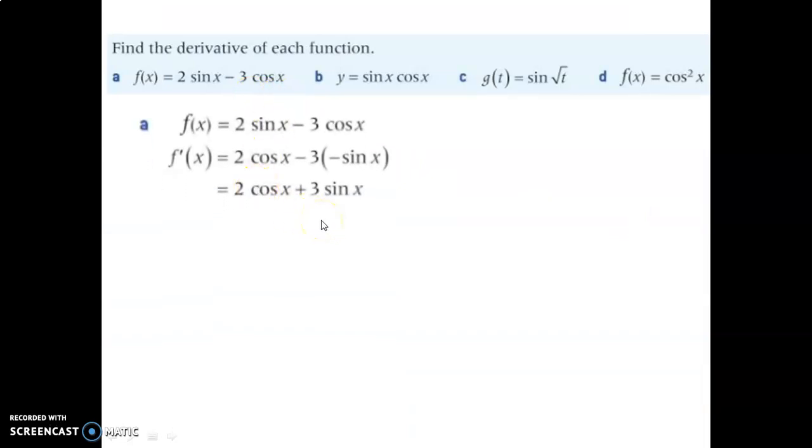Check your work. Again, that's a simple one where we just do a derivative of the first part, derivative of the second, using our derivatives of sine and cosine.